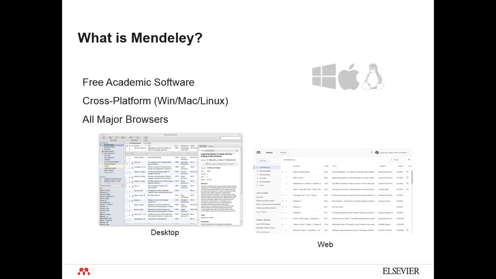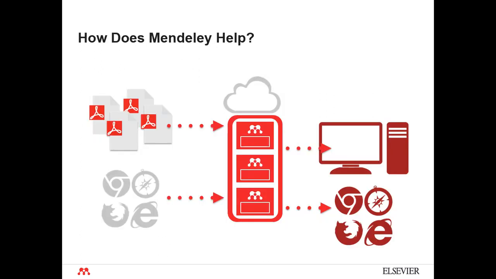So what is Mendeley? We have discussed a little bit that it's a free academic software. It works cross-platform. You can use it on Windows, Mac, and Linux, and it is available for all major browsers. So you can see here, one is a desktop version, and once you have downloaded Mendeley, you can see it like this, and if you are using it on the web by creating your account on Mendeley, it will give you this view of the Mendeley library. So let us go ahead.